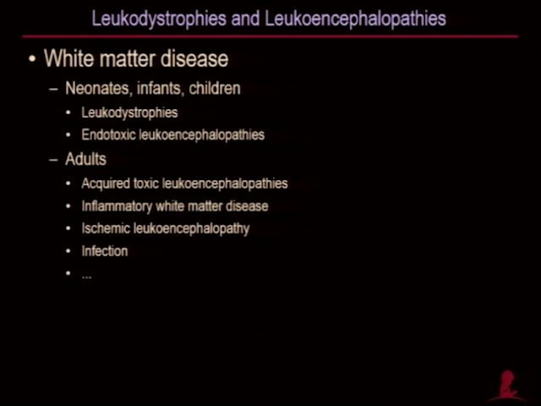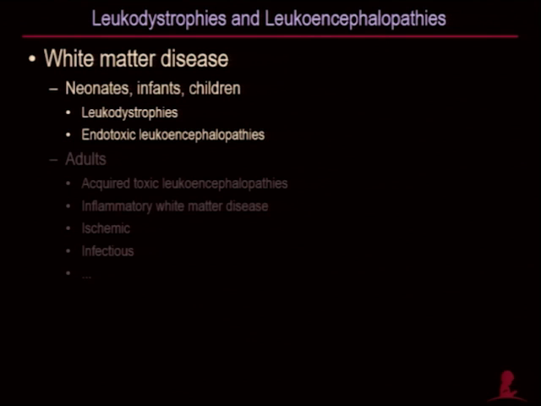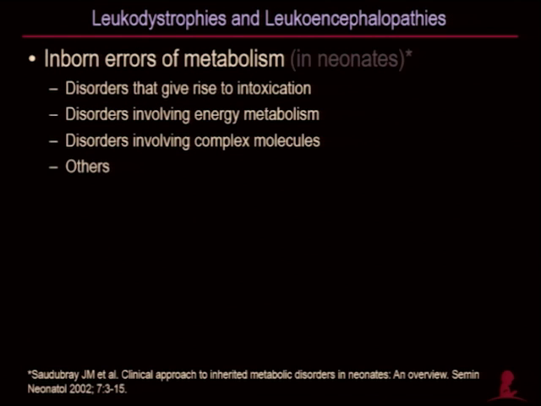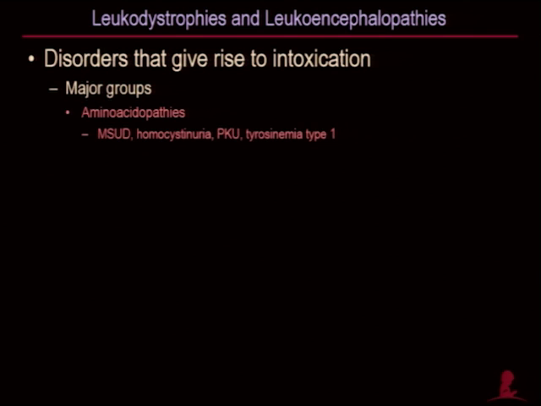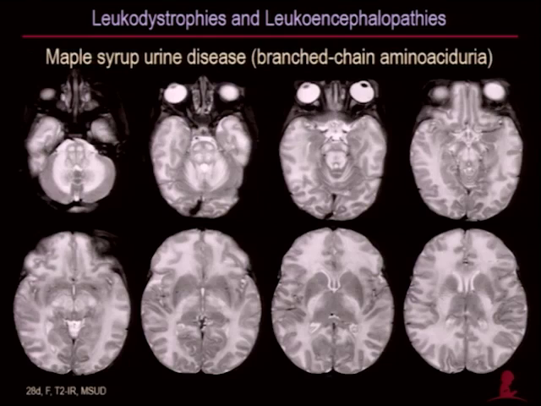In neonates, infants, and children, leukodystrophies and endotoxic leukoencephalopathies are common. In adults, the other conditions, acquired toxic leukoencephalopathies, inflammatory white matter disease, ischemic infection, and so forth. So one classification which will be discussed later, I think, by other speakers, which was developed for neonates, but is still helpful for white matter diseases, is this one, that inborn errors of metabolism can be classified in any of these four conditions.